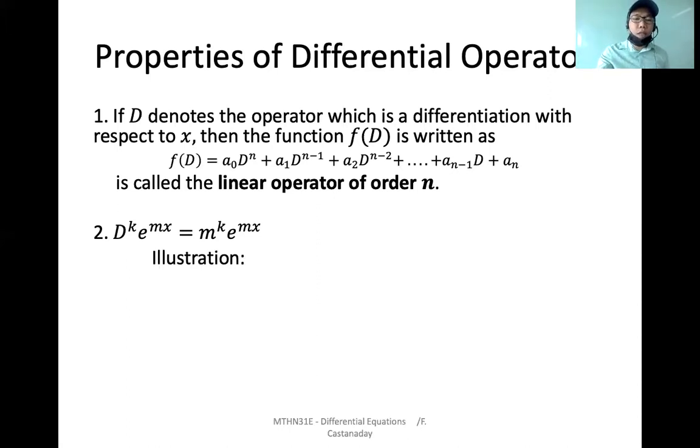So say for instance, to illustrate this one. When we say D cubed e raised to mx, this means that this exponential function has undergone thrice differentiation. You differentiate this function three times. So this property shows that D raised to 3 e raised to mx is similar to m raised to 3 e raised to mx.